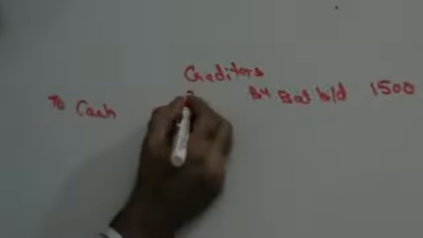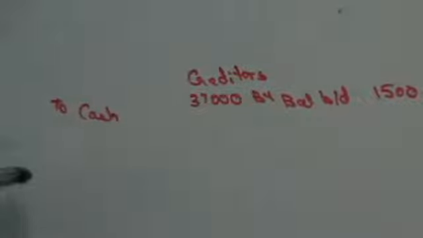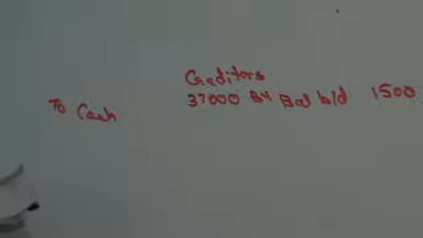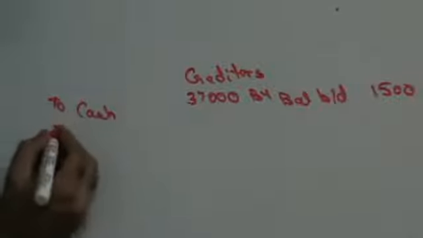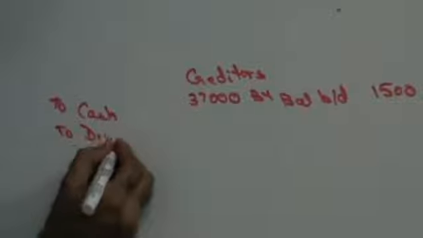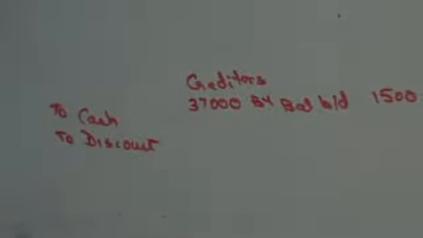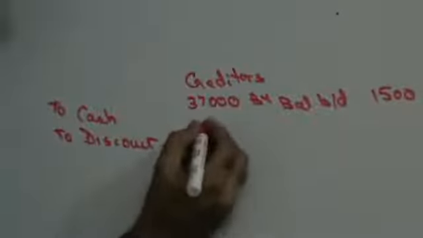Next, cash paid to creditors. They are the receivers of the cash. So creditors account on the debit side to cash 37,000. Next, cash discount from creditors. This is going to be to discount. Amount is 400.